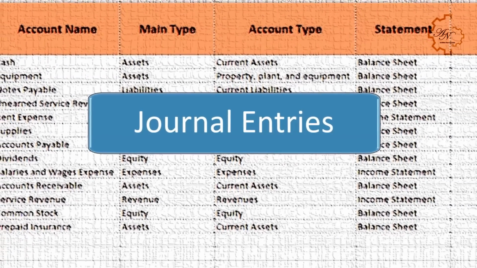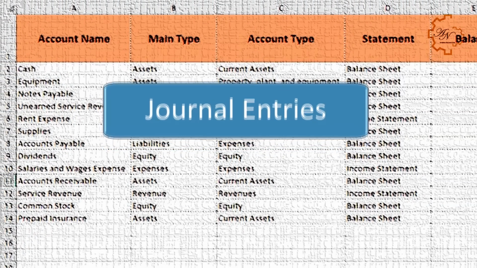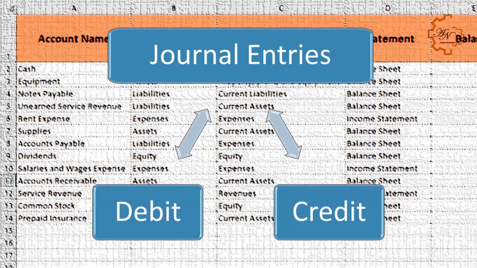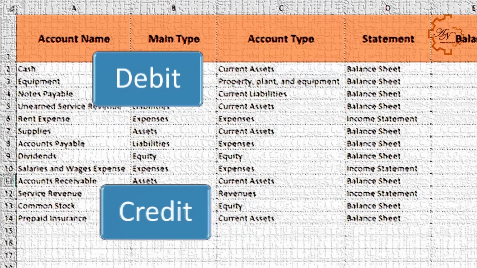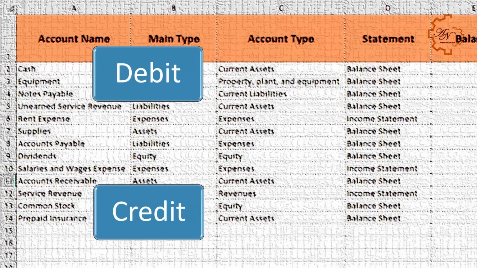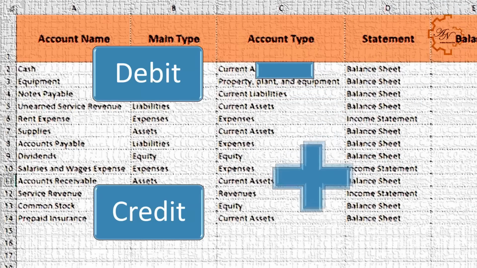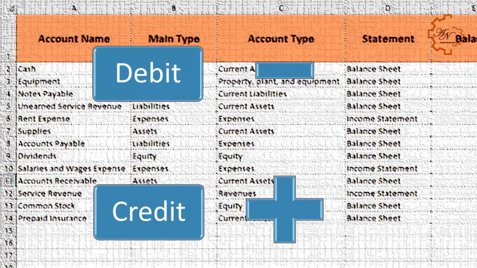Now we'll make the journal entries sheet. In typical accounting, we have at least 2 accounts in the journal entry. One of them is debit and the other is a credit. Here we'll use one account only and the other will be the cash account by default. If the account is debit, we will put a negative number. If the account is a credit, we will put a positive number.